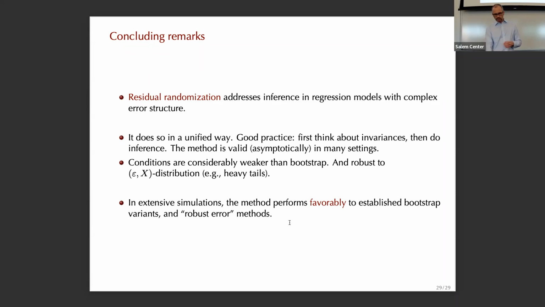I have many simulations. I didn't show you too many of them today, but it does compare favorably to established bootstrap variants, and there are many of them, like the wild bootstrap and the cluster wild bootstrap. If there are questions, I'll be happy to show some data on that. And also robust error methods, which generally perform even worse. Okay? So hopefully this idea brings some of the good properties of randomization inference from the experimental world to the observational world, and is one step towards more robust and more straightforward statistical inference.